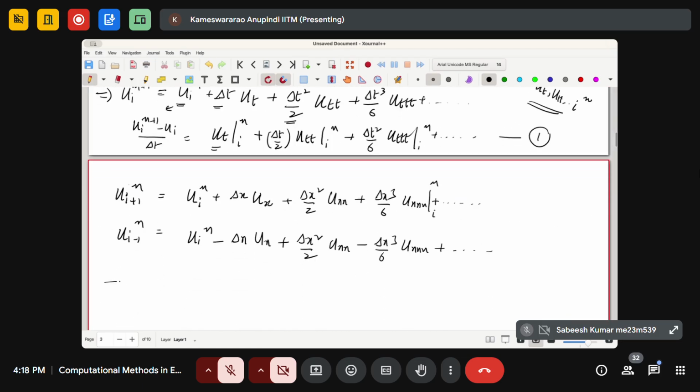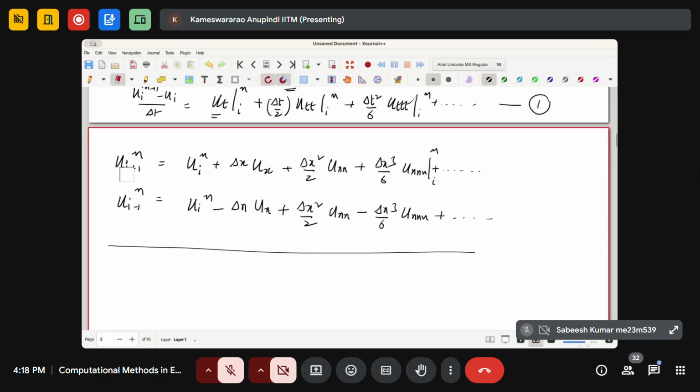I'm going to simply add these two equations, because if I add them, I know that I'm going to get u_{i+1} plus u_{i-1}, and then on the right hand side we'll get 2 u_i, which once taken to the left hand side will become minus 2 u_i^n. So if I add these two equations, you get u_{i+1}^n plus u_{i-1}^n minus 2 u_i^n, right? Then when you add, delta x and minus delta x become 0, and delta x squared by 2 u_xx, this is basically 2 halves becomes 1. So this is delta x squared u_xx.